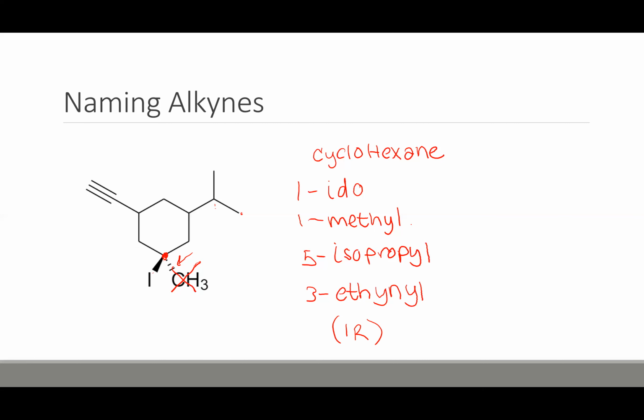So of all of the pieces, remember that we are going to be writing them in alphabetical order. In this case, our ethynyl will go in the front. So 3-ethynyl. And then the next one, in this case, is going to be the I group. And when looking between iodo and the isopropyl, remember that this iso actually isn't counted. So the P is what counts. So it would be 1-iodo. And then next would be the isopropyl.